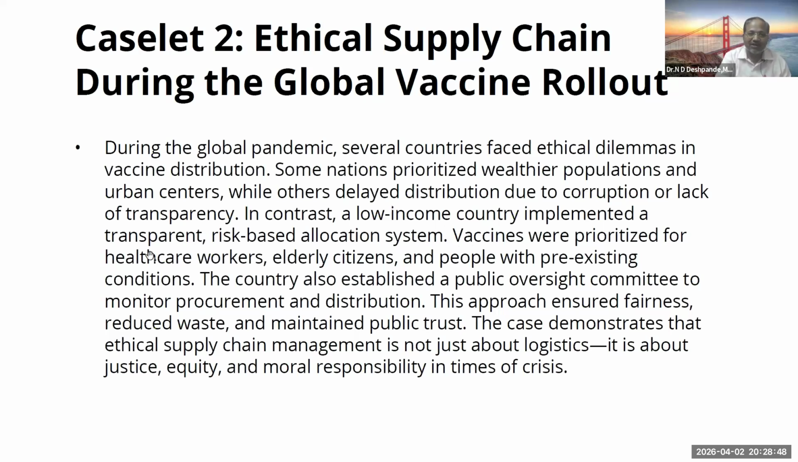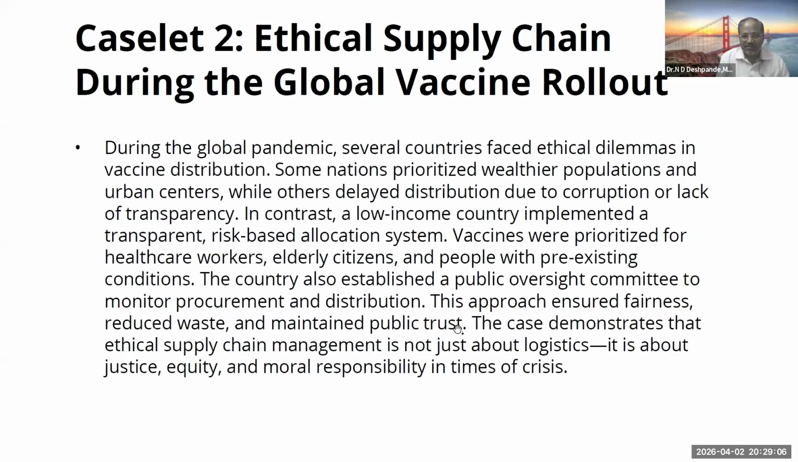So vaccines were prioritized for healthcare workers. Early elderly citizens and people with pre-existing conditions, like morbidities, were given importance. The country also established a public oversight committee to monitor the procurement and distribution. So this approach ensured fairness, reduced waste, and maintained public trust.